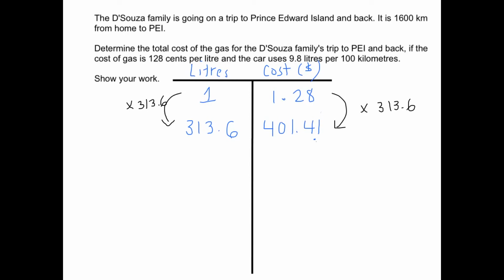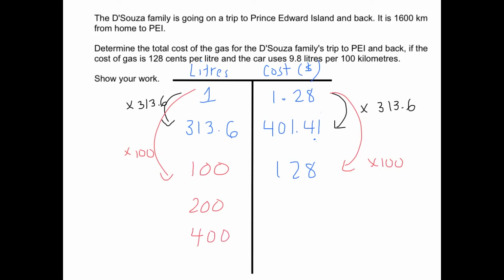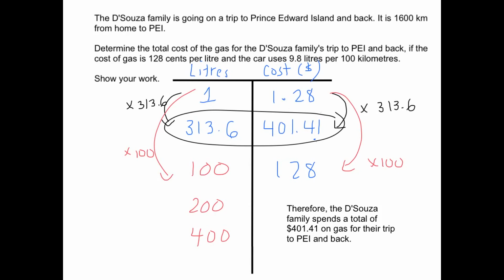What if I asked you to find out how much it costs for, let's say, 100 liters? 1 times 100 is 100, so I need to multiply 1.28 times 100 as well. That would give me $128. What if I asked you to find the cost for 200? 400? Think about all the information you can gather just from this table. But the information we needed was right here. Therefore, the D'Souza family spends a total of $401.41 on gas for their trip to PEI and back.